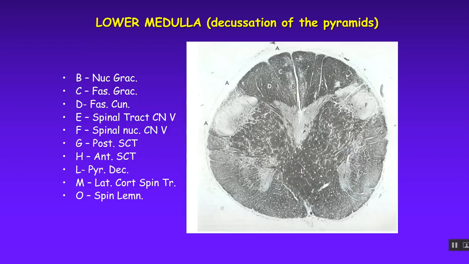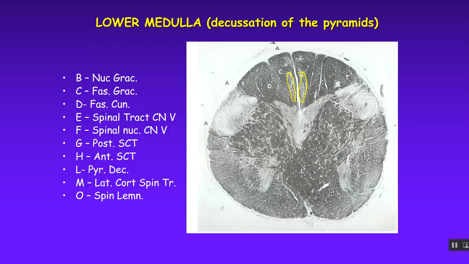So B, nucleus gracilis. So nucleus gracilis is the white area. And if you remember, the way these are stained, light areas are cell bodies. Dark areas are tracts, okay? Because this is a myelin-specific stain. It stains the myelin on the axon. So white or lighter areas are cell bodies. Darker areas are tracts.